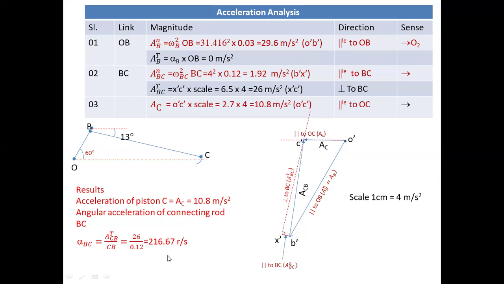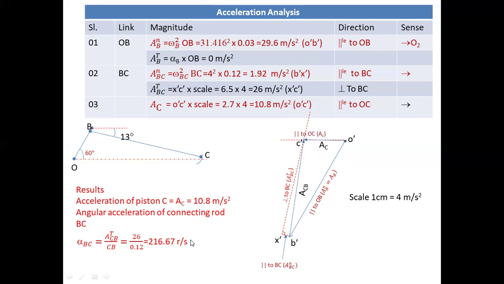And the angular acceleration of BC will be the tangential component of acceleration upon the actual length. So what is the tangential component? This x dash and c dash will be the tangential component. That value is around 6.5 centimeters. So take that, 6.5 into 4 is around 26 meter per second square. By taking that 26 meter per second square upon the actual length 0.12, we have the acceleration of CB as 216.67 radian per second square.